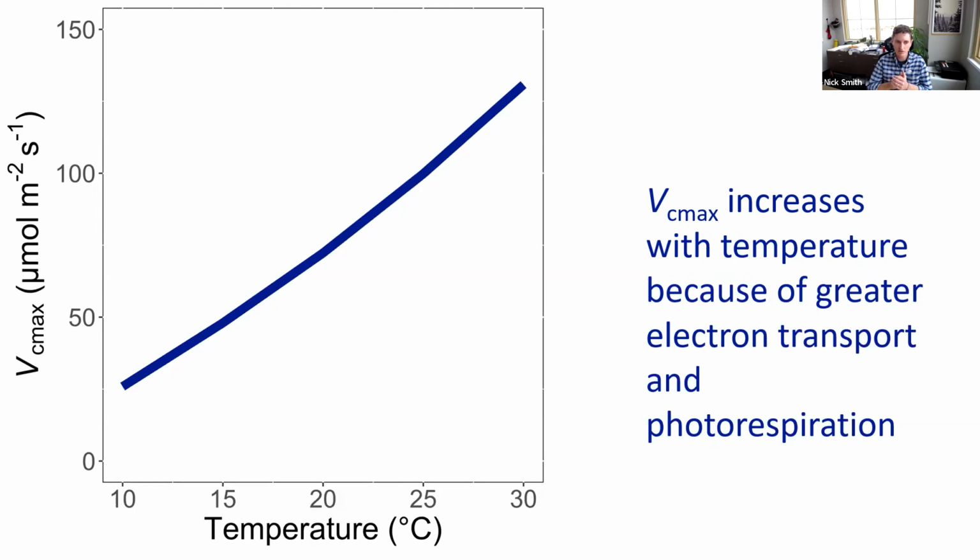We also predict that the Vcmax will increase with temperature. One, because rubisco works faster when temperatures are higher, but also because the processes related to light acquisition and use also happen faster at higher temperatures. There's also a process called photorespiration, which I won't go into, but it also leads to an increase in Vcmax as well, or predicted Vcmax.